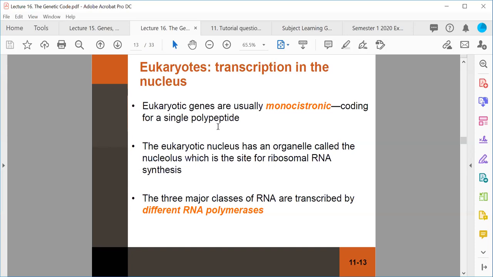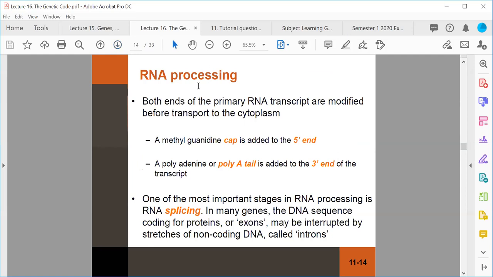That is, if they are protein coding genes. The eukaryotic nucleus has an organelle called the nucleolus, which is the site for ribosomal RNA synthesis. So this is where you tend to find regions of the chromosome that contain ribosomal RNA genes, and this is where they are being expressed, where they're being transcribed to form ribosomal RNA. The 3 major classes of RNA, that is messenger RNA, ribosomal RNA, and transfer RNA, are transcribed by different RNA polymerases. So once again, very different to what happens in prokaryotes.